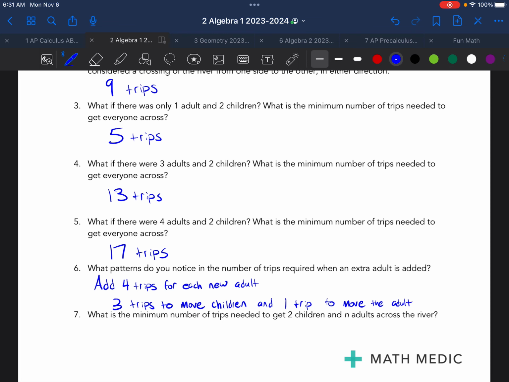All right, note. What is the minimum number of trips needed to get 2 children and n adults to cross a river? So this is probably the penultimate task.